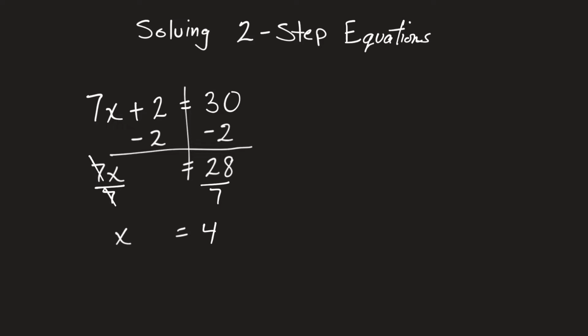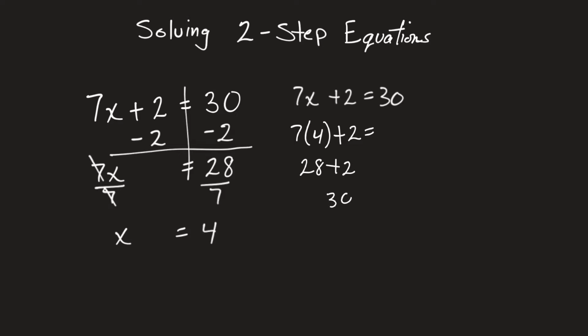And we could check to make sure this is right. So we would have 7 times x plus 2 equals 30, and that 4 right here can go in for x. So that would be 7 times 4 plus 2, and 7 times 4 is 28, plus 2, which gets us to our target of 30. This is called a true statement, and so we are good. That checks. Our answer is 4.